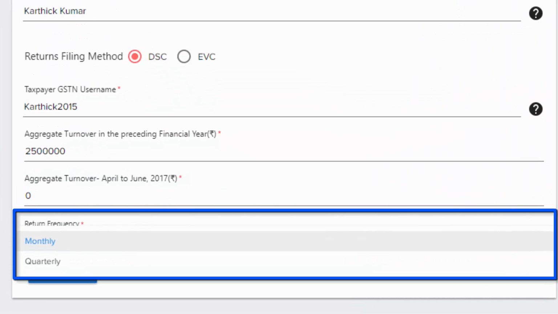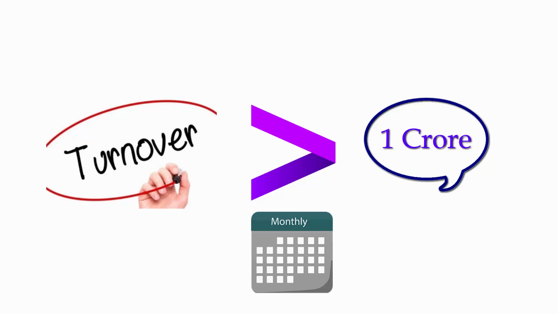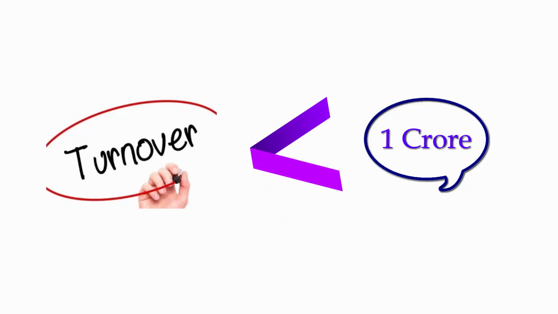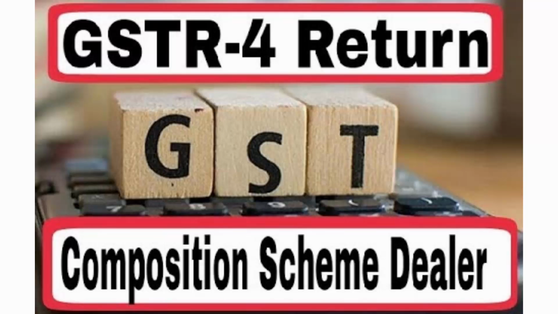Enter the return frequency. The regular taxpayer can file monthly or quarterly based on the annual aggregate turnover. If the annual aggregate turnover of your client is above ₹1 crore, the return frequency is monthly. If it is ₹1 crore and below, the return frequency is quarterly. The return frequency of a composite taxpayer is always quarterly.